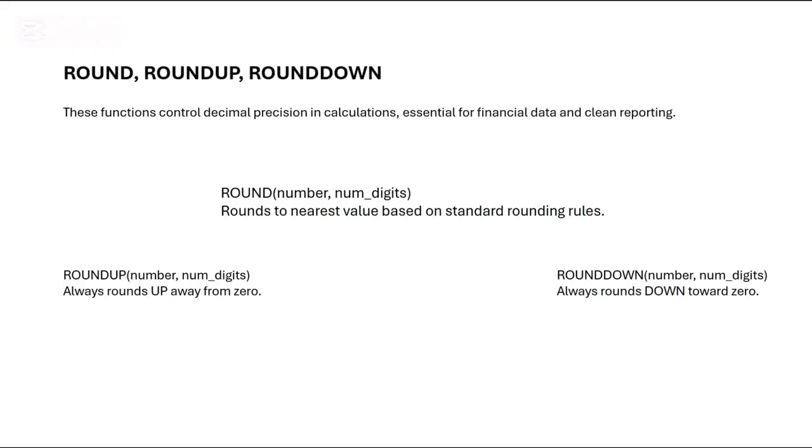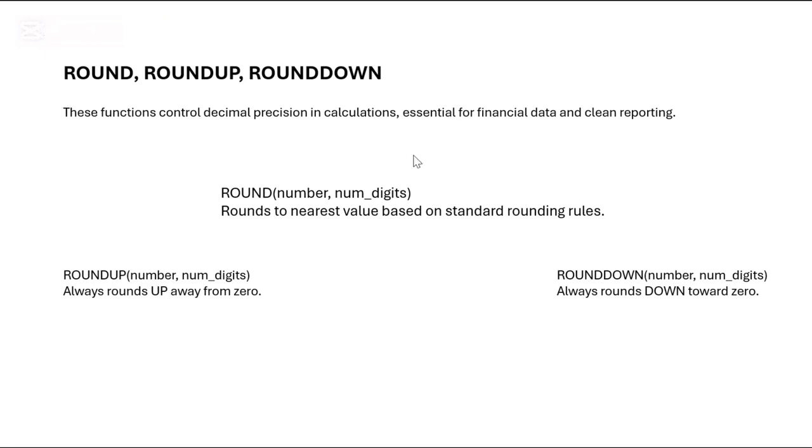Hi, today we're going to talk about ROUND, ROUNDUP, and ROUNDDOWN. These functions control decimal precision in calculations, essential for financial data and clean reporting. ROUND rounds to the nearest value based on standard rounding rules. ROUNDUP always rounds up, away from zero. ROUNDDOWN always rounds down, towards zero.